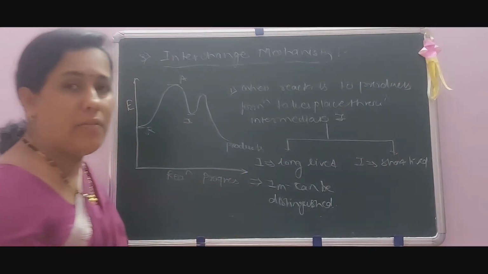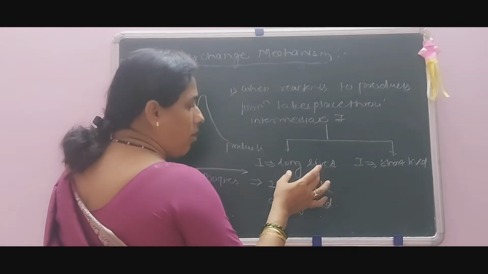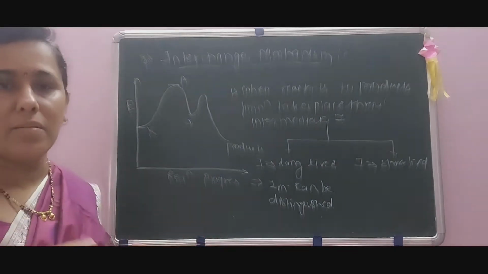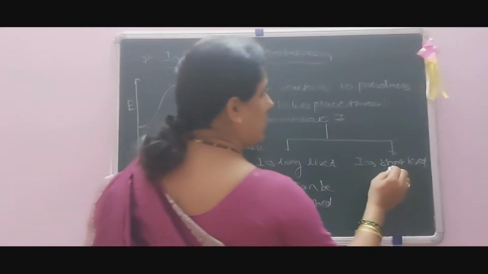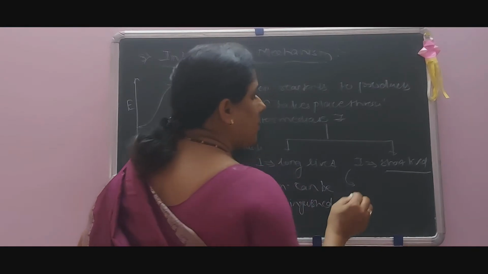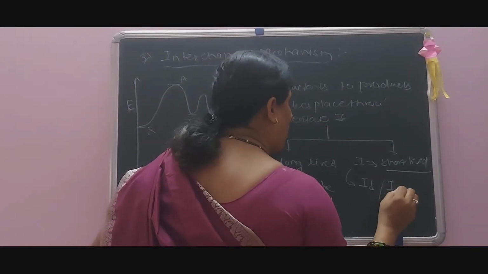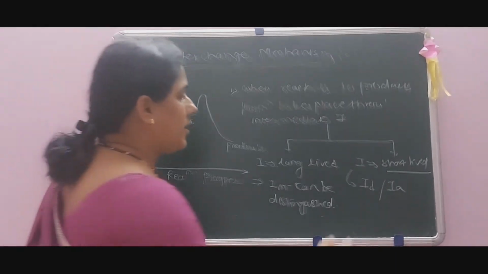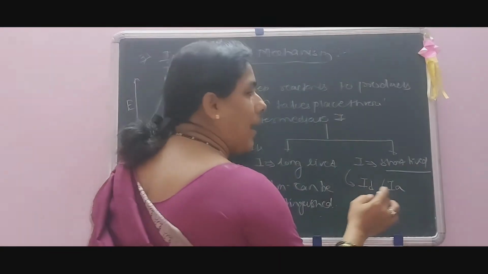In other words, we can easily say that if the intermediate I is long lived, the interchange mechanism can be distinguished. That is, if the intermediate is short lived, there is a possibility that the mechanism is either ID or IA.